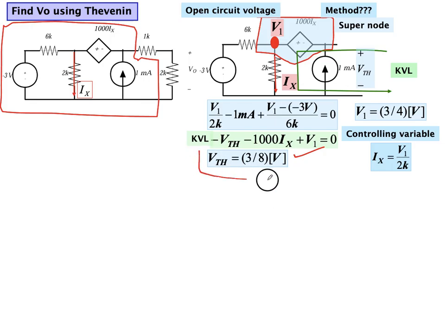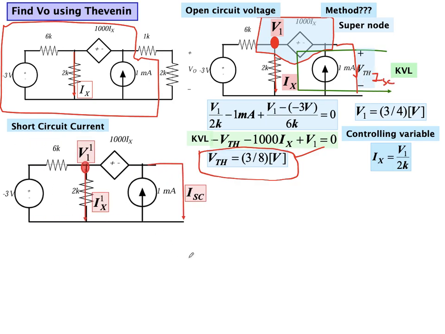So you have got the open circuit voltage. Now we need to find the short circuit current. So what we will do is we are going to short circuit these two terminals, and we are going to find I short circuit here. Now in this case, this is how the circuit would look.